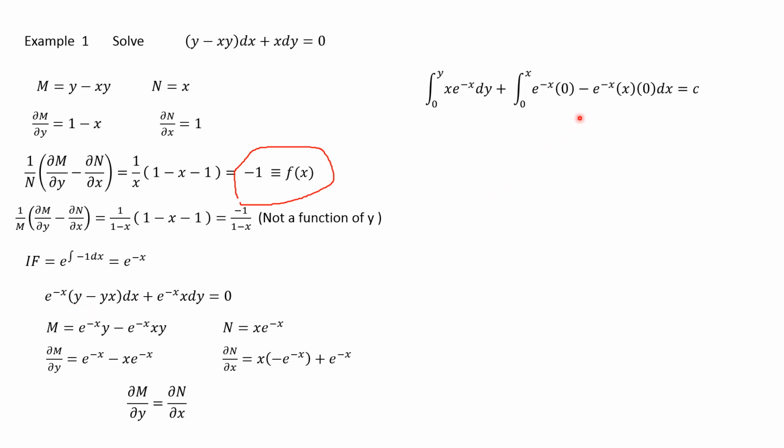0 minus what? 0 here, you plug it here, minus e to the minus x times 0. So basically, this portion there becomes 0, so this cancels out. And you know that x e to the minus x is a constant here, so you have just to insert y there, and this is our general solution.